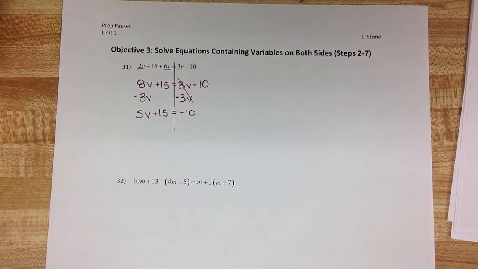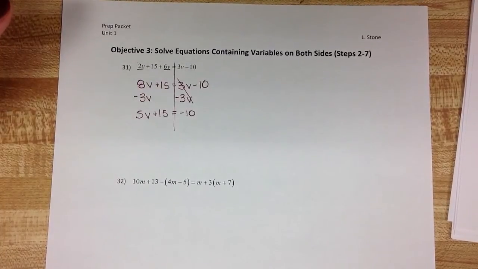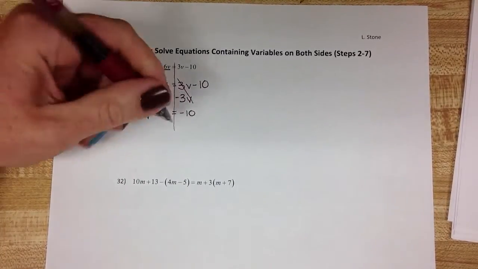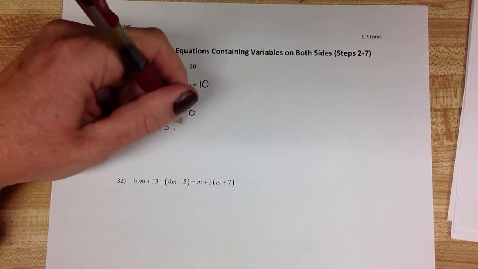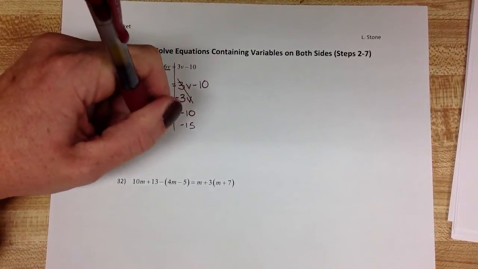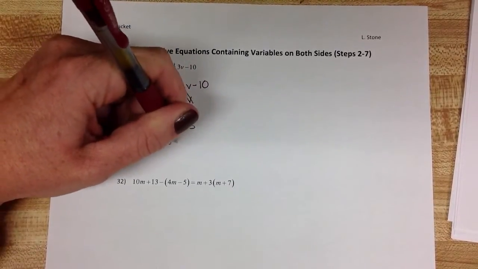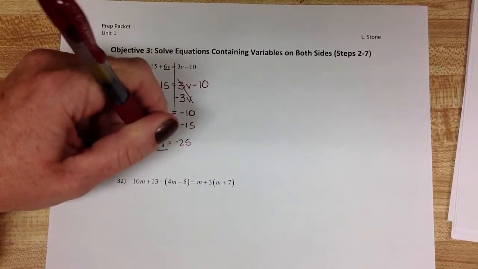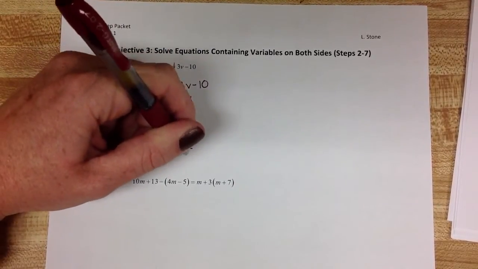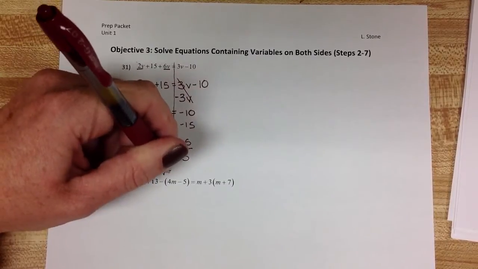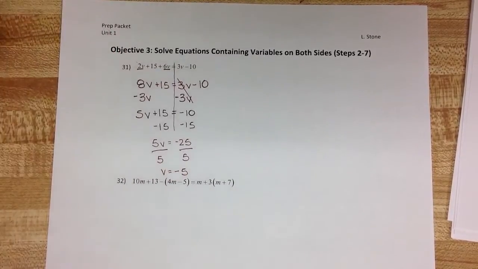Now it looks like equations we've been solving for two sections now. I'll take 15 away from both sides, giving me 5v equals negative 25, and I'll divide by 5 on both sides. So I end up with v equals negative 5.